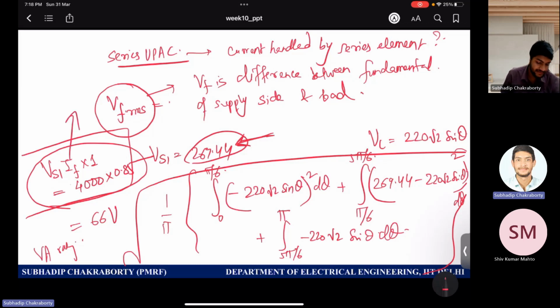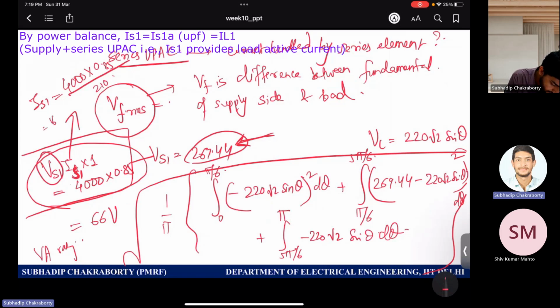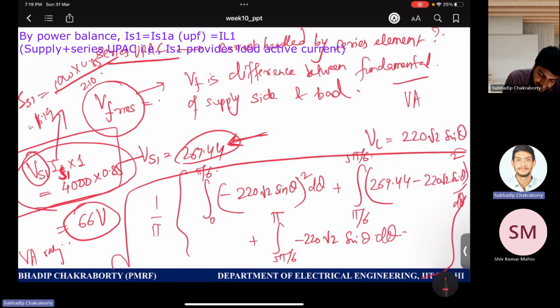Now from here I calculate the current handled by the supply side, the supply current fundamental IS1. IS1 equals 4000 into 0.85 by the fundamental voltage, which is 16.19. Using this you can plug it in: 16.19 multiplied by 66 volts is the VA rating. So 66.05 into 16.19 is coming around 1069 volt amps. Okay, there is the answer.